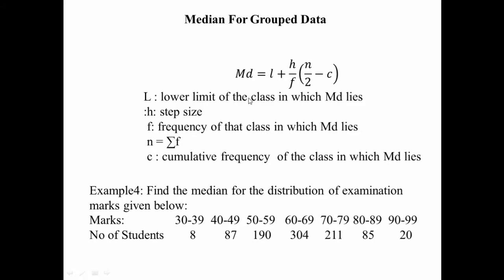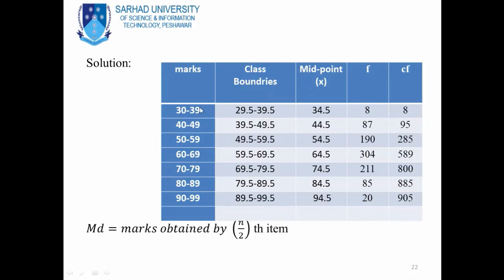For example, you see over here we have classes of data 30 to 39, 40 to 49, 50 to 59, and so on, up to 90 to 99. And these are the frequencies. So how to find the median for this grouped data? Write the classes in the first column, and in the second column write the boundaries of the classes, continuous boundaries, since we discuss the position, for the mode and for the median.